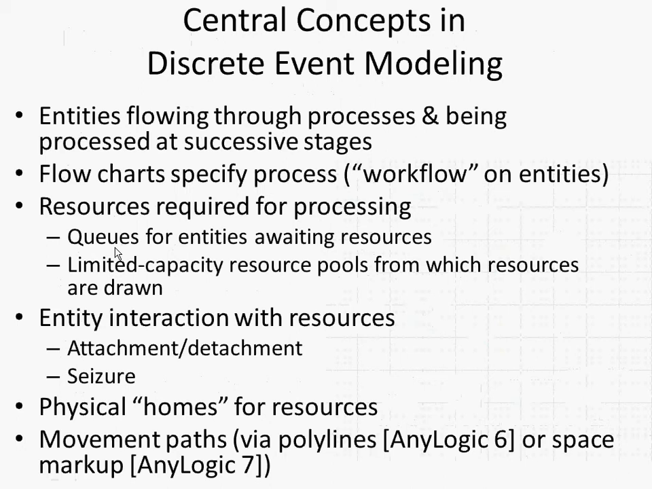Flowcharts specify this process. They specify this workflow that operates upon entities. And resources are required for processing. So in order to flow through that, you need resources to be available. Maybe it's a room, and you await a room. Maybe it's a nurse, and you await a nurse. Maybe it's a piece of diagnostic equipment, a portable x-ray machine, and you await the availability of that before they can do their work. So resources are required, and if there's no resource available, you await it. You're in a queue, conceptually, awaiting that resource.